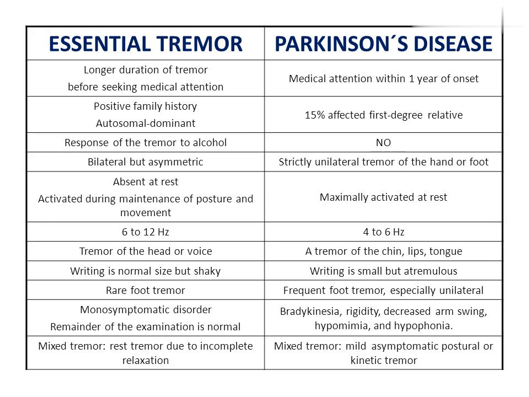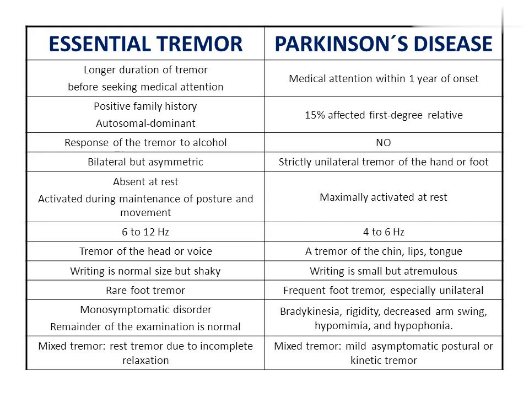Essential tremor: 4 to 6 Hz, tremor of the head or voice. PD: a tremor of the chin, lips, tongue. Essential tremor: writing is normal size but shaky. PD: writing is small but tremulous. Essential tremor: rare foot tremor. PD: frequent foot tremor, especially unilateral. Essential tremor: monosymptomatic disorder, remainder of the examination is normal.